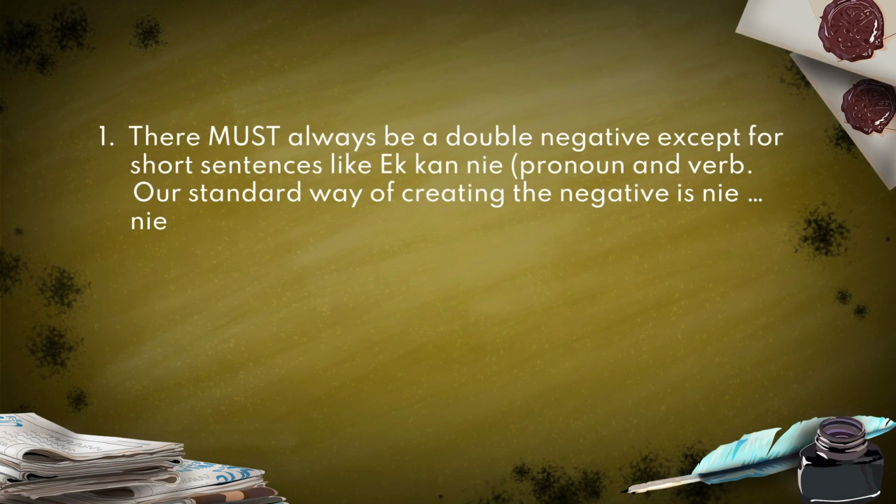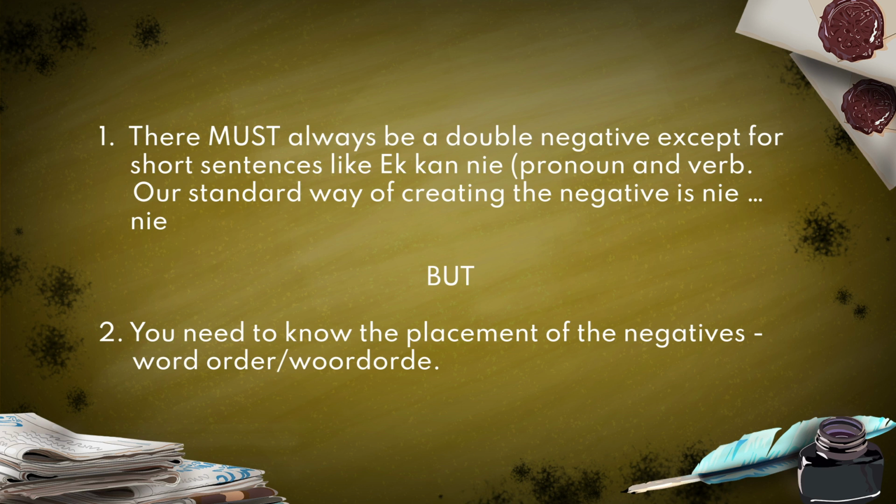Grade 8, there are two main rules you need to apply when changing an affirmative sentence into a negative. There must always be a double negative, except for short sentences like ek kan nie. Our standard way of creating the negative is nie, nie. But you need to know the placement of the negatives, the word order, the woordorde.